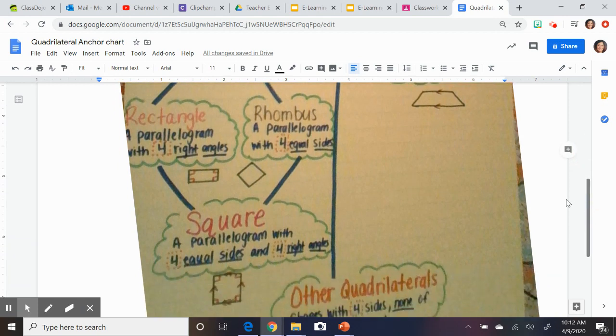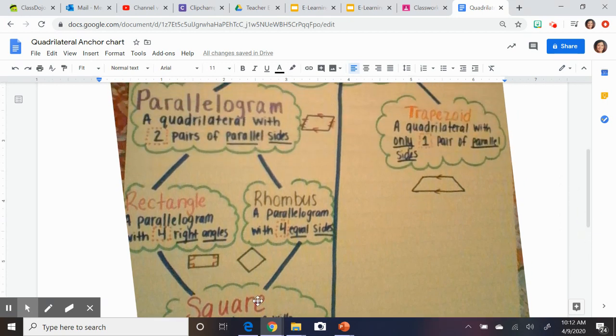So the square is like the king of all the shapes in the quadrilaterals because he falls under every category. He's not going to fall out of anything other than the other quadrilaterals because he has parallel sides, and the trapezoids because he has two pairs of parallel sides. But when you look under the parallelogram, he falls under all of these. Okay. All right. So keep in mind what the vocabulary words are.